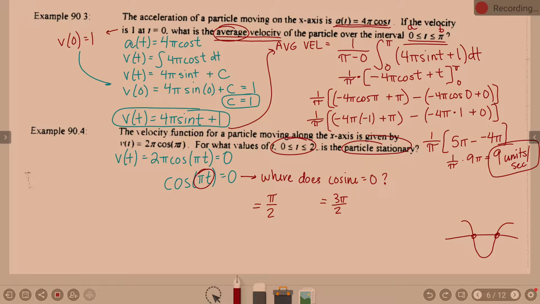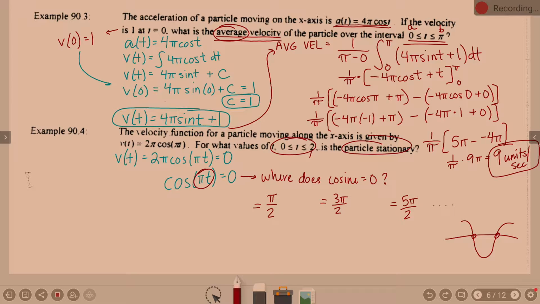Now, officially, what would be the next one? If there's pi over 2, 3 pi over 2, when's the next time it equals 0? Yeah, just add 2 pi to that, right? 5 pi over 2. Technically, this keeps going on and on, doesn't it? Now, what we have to notice is we have to make sure we get all the right values inside our interval. So, now, what equals pi over 2, 3 pi over 2, 5 pi over 2, and so on and so forth?